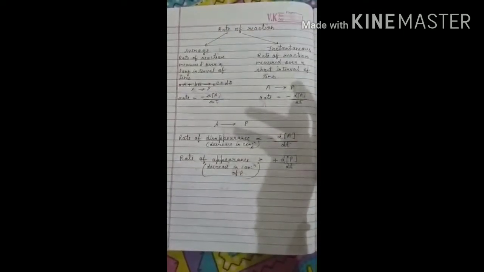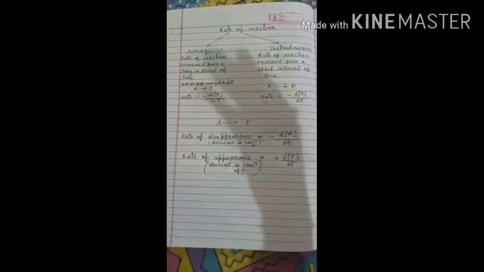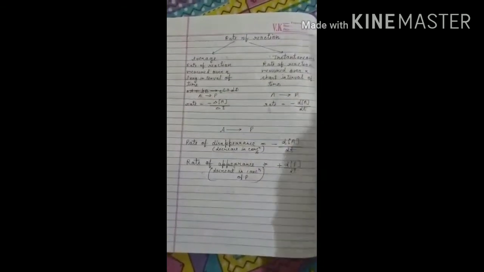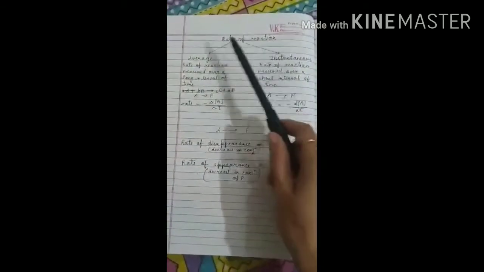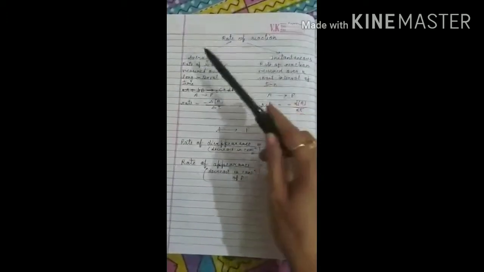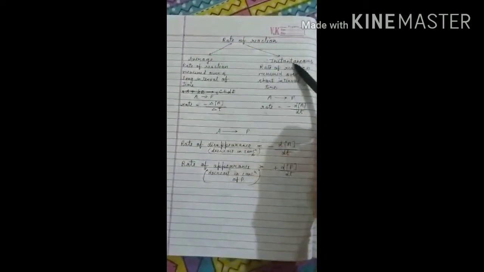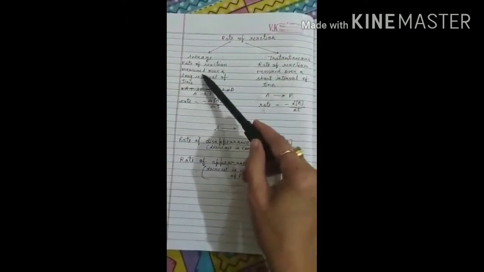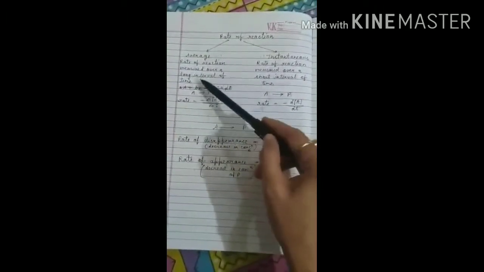Suppose you are mixing two substances, suddenly they give a result, and sometimes the reaction takes long time, sometimes the reaction is completed in 24 hours, we get the result on the next day. So on that basis, the rate of reaction has been divided into two main parts. One is average and second is instantaneous. Average reaction means rate of reaction measured over a long interval of time.